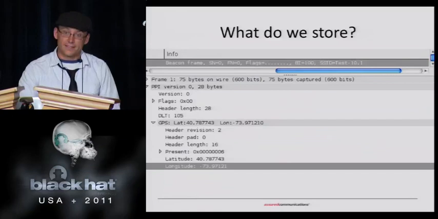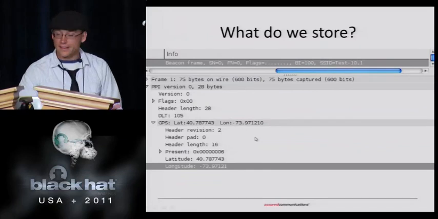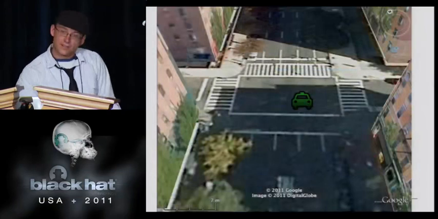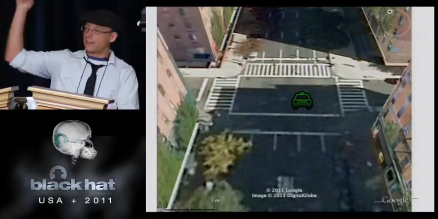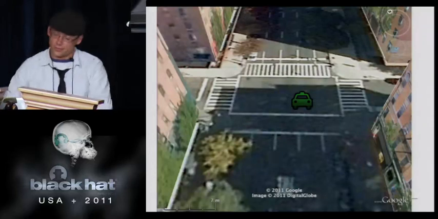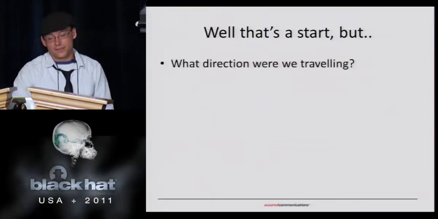And then we take this data and we can look at it in Wireshark. And lo and behold, we can see the latitude and longitude. And finally, if you ran this through a visualizer, we get this intersection in New York, which is conveniently located at a 22.5 degree isometric angle you're used to looking at all of your diagrams, which is why I chose it. So, that's a start, but what direction were we traveling?